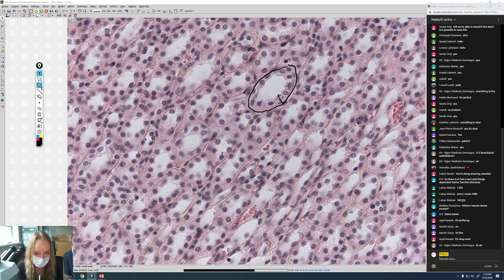This is quite proximally, so this is the collecting tubule, where the epithelium is still cuboidal, and deeper in the medulla near the papilla there will be higher cells, and we can call it the collecting duct.